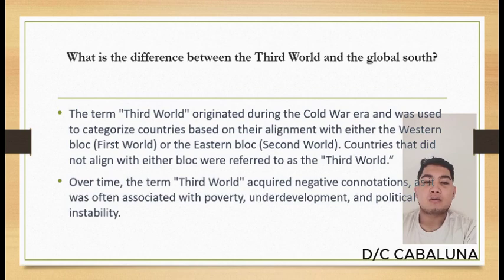The term Third World originated during the Cold War era and was used to categorize countries based on their alignment with either the Western Bloc, or the First World, or the Eastern Bloc, the Second World. Countries that did not align with either bloc were referred to as the Third World. Over time, the term Third World acquired negative connotations as it was often associated with poverty.